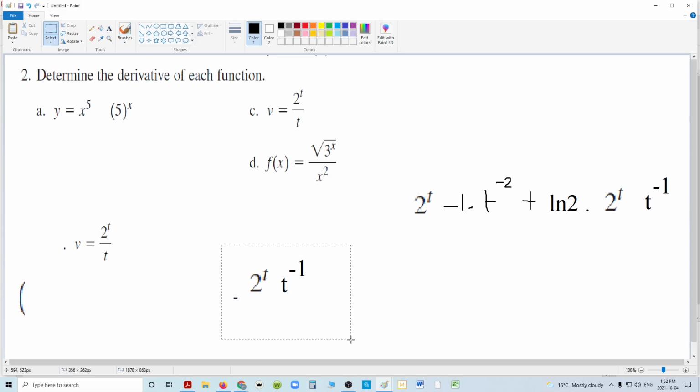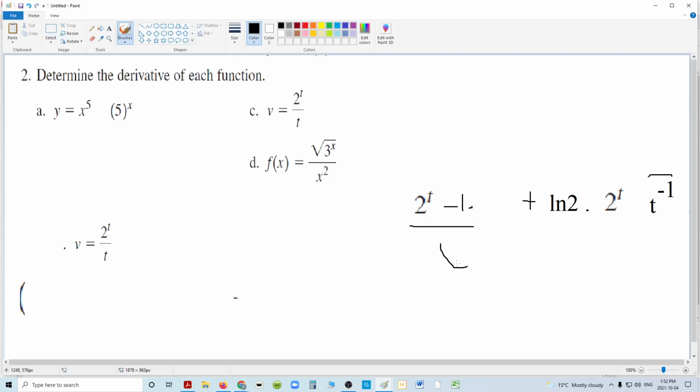And I'm immediately going to notice that I have a 2t in common, and I have 1t to the minus 1 in common. So if I put the t's back down at the bottom, let's do it that way. If I put the t's back down at the bottom, this becomes t squared here. And this becomes over t over here.